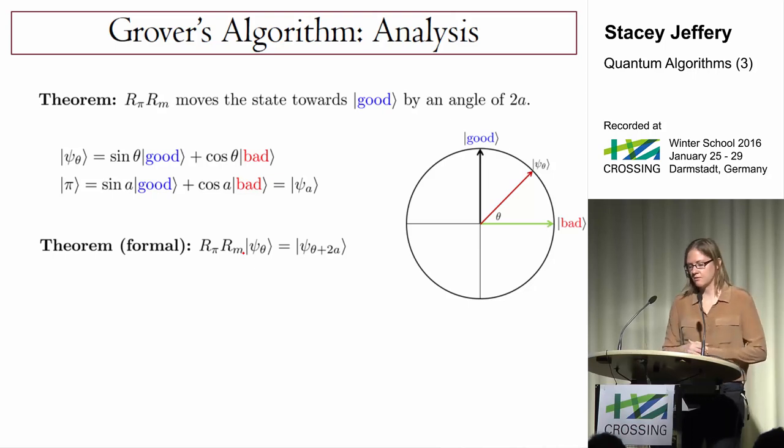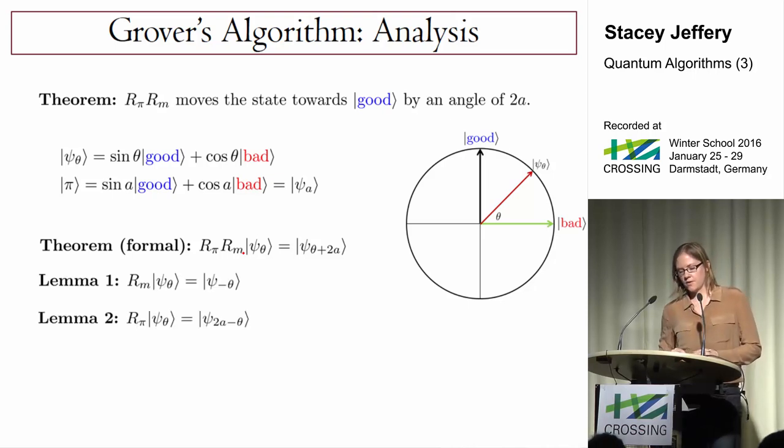Okay, so the formal statement of this theorem is that applying r sub m followed by r sub pi to any state psi theta will result in the state psi theta plus 2a. So it's increasing the angle by 2a every time. To show that, we just need to show two things. The first is that r sub m, this reflection, moves psi theta to psi minus theta. The second is that r sub pi moves psi theta to psi 2a minus theta. Then it should be clear that the first theorem we want to prove follows from these two lemmas.